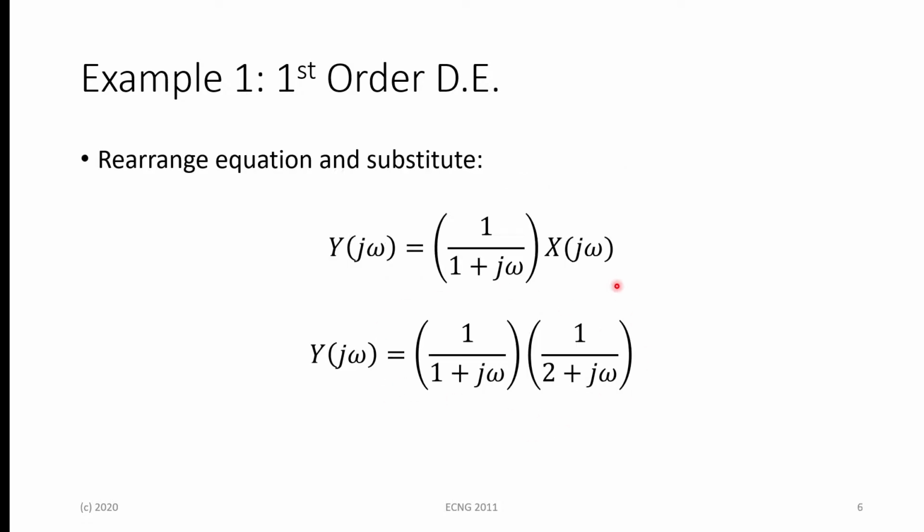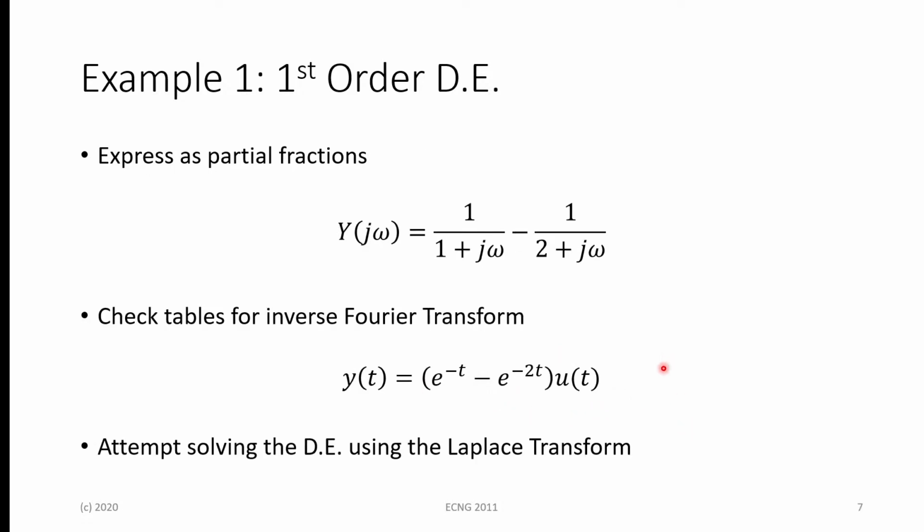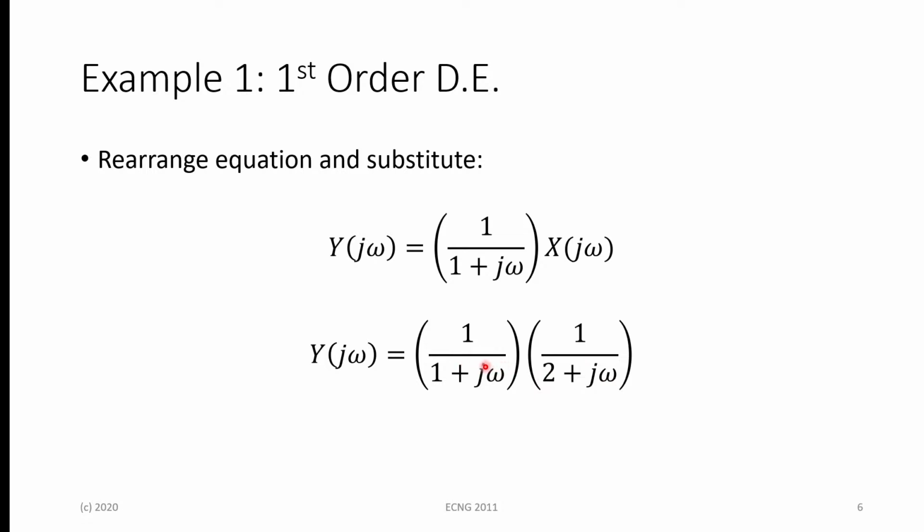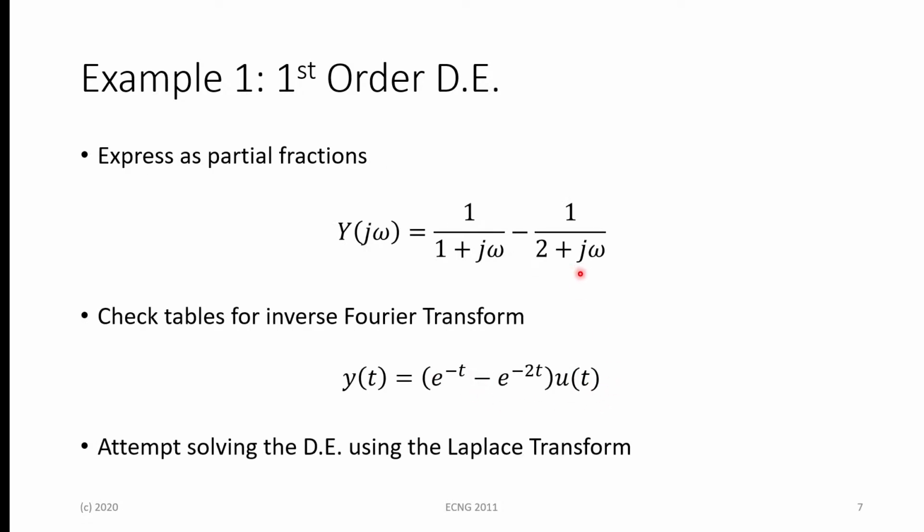Once we substitute that in accordingly, and we rearrange the equation to make Y(jω) the subject of the formula, we see that it's going to be a multiplication of these two factors with respect to jω on the denominator. We can then partial fraction this by using jω as our variable, and we can solve for A and B with respect to the partial fraction. So A will be positive 1, B will be negative 1.